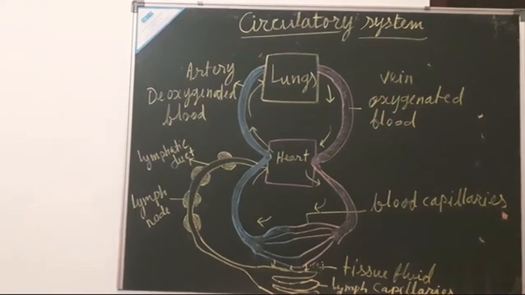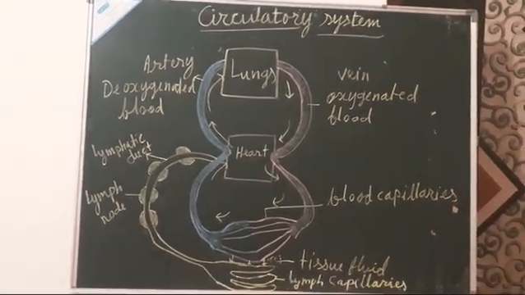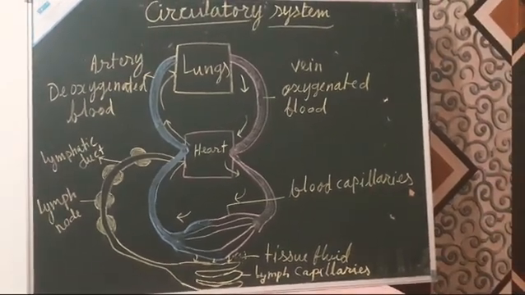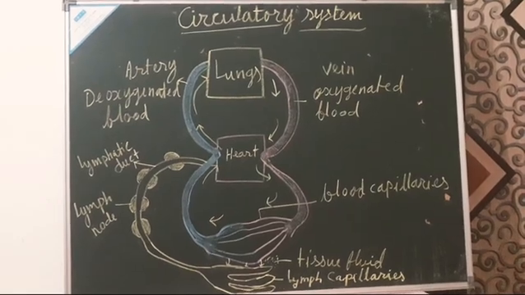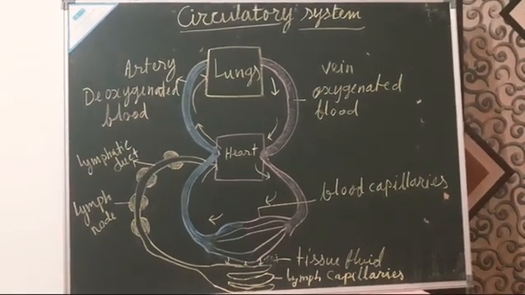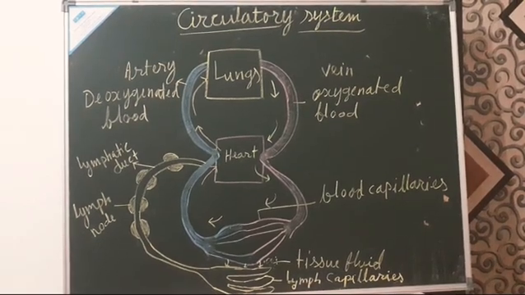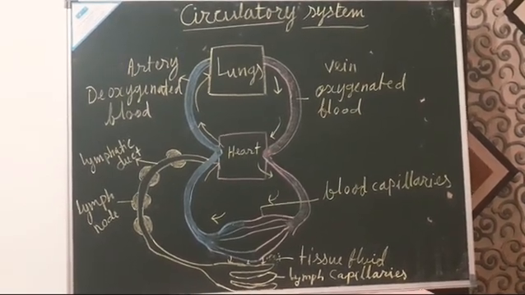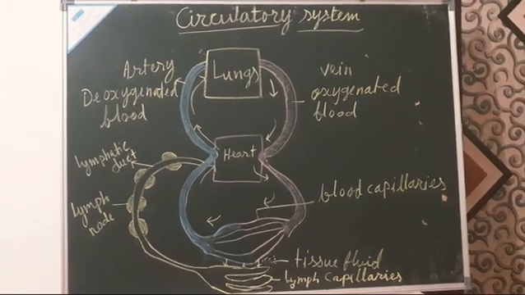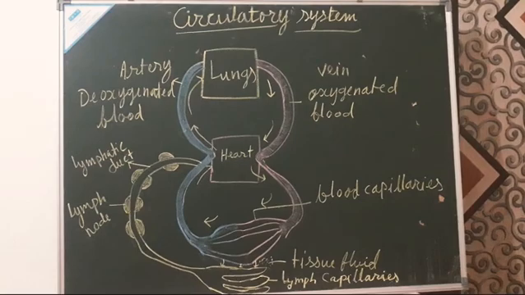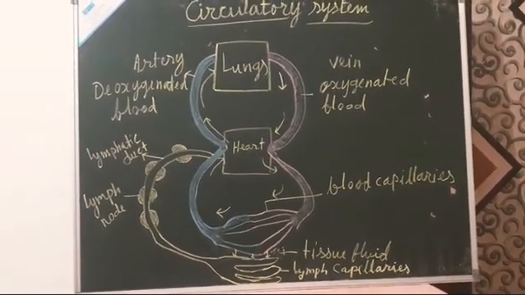Cellular elements. The formed cellular element structures visible under magnification of the blood are of three categories. The first is red blood cells, also known as erythrocytes; white blood cells, leukocytes; and platelets, thrombocytes.